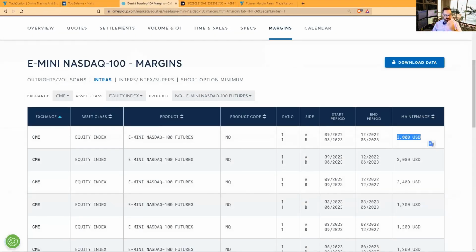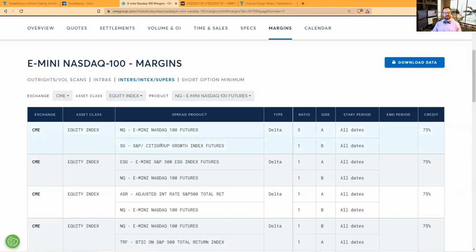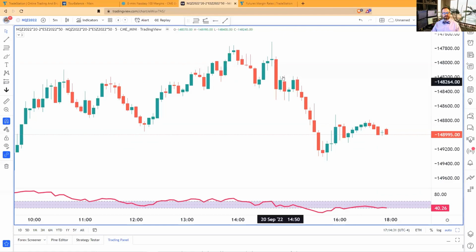So it either helps to know somebody that can tell you what they are, or you have to look them up. Right here, inter-market spreads. For instance, you've got NASDAQ 100 versus Citigroup Growth Index Futures. That's a 5-to-1 ratio. You see it says delta right there. So you just have to know where the information is or have somebody that can help you find that stuff.